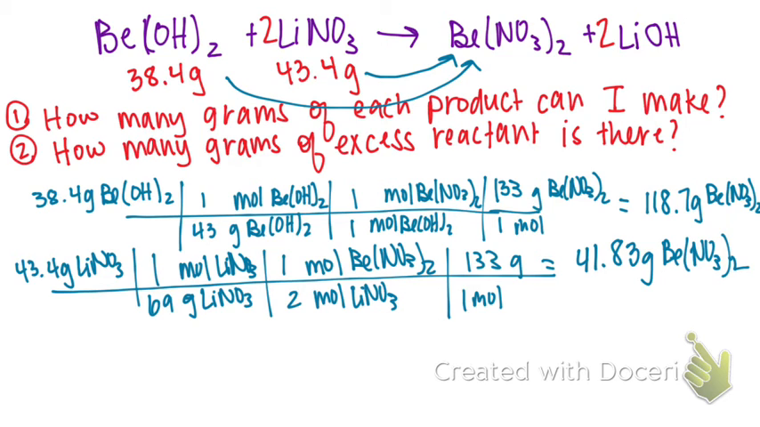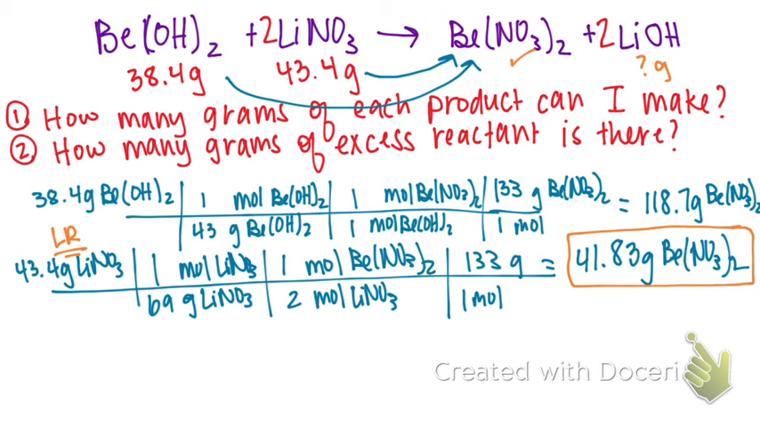So Macy just asked the question I was going to talk about here, but we've got our limiting reactant. We know our limiting reactant is lithium nitrate, right? This answers half of my question. I can form 41.83 grams of this product. The other part of my question says how many of each product, so I still need to figure out how many grams of lithium hydroxide I can make.